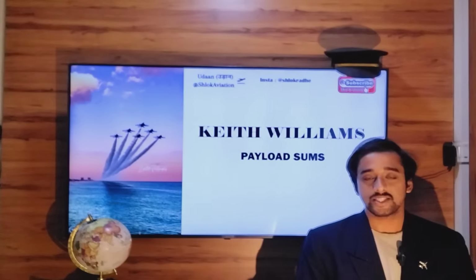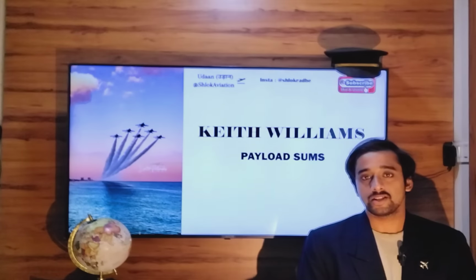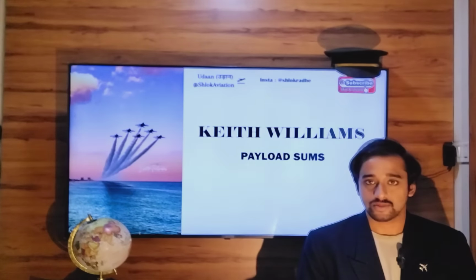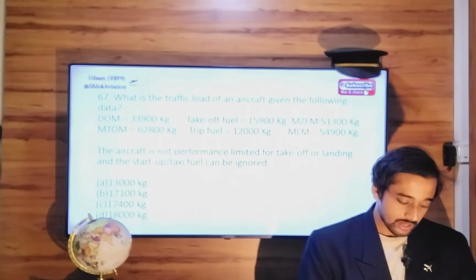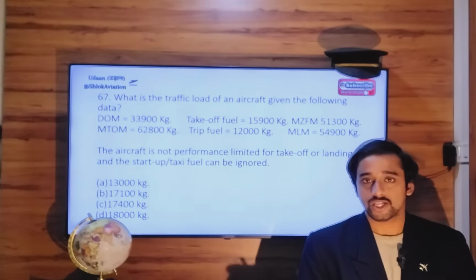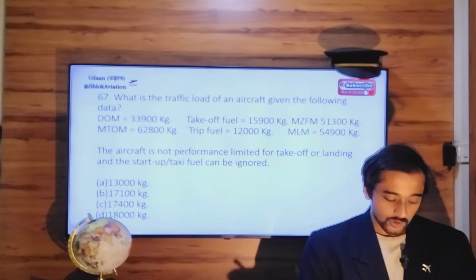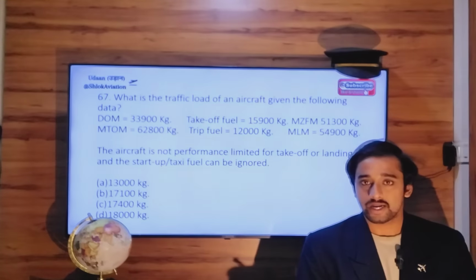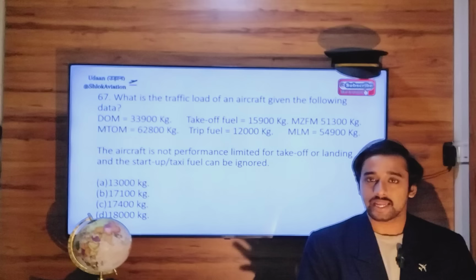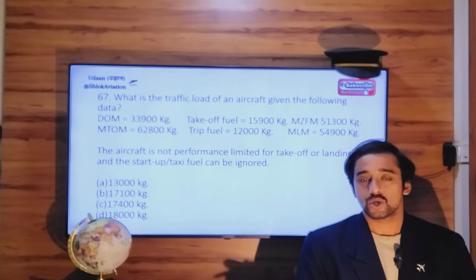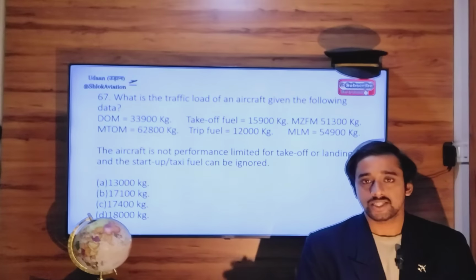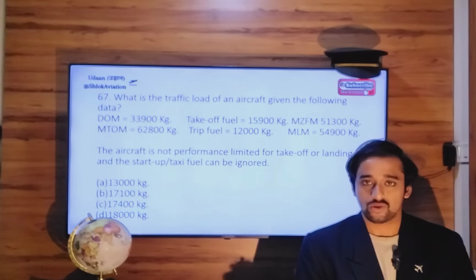Hi friends, let's start with today's lecture in which we will solve payload questions from Keith Williams. Today's questions will be question number 67 to question number 70. Question number 66 I have omitted because to solve that question we require other details, like a booklet to be provided in the exam, which DGCA will not do. So we can ignore that question.